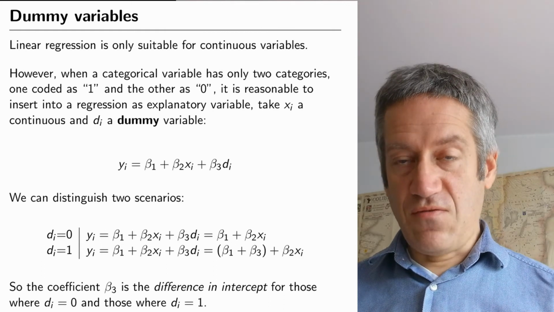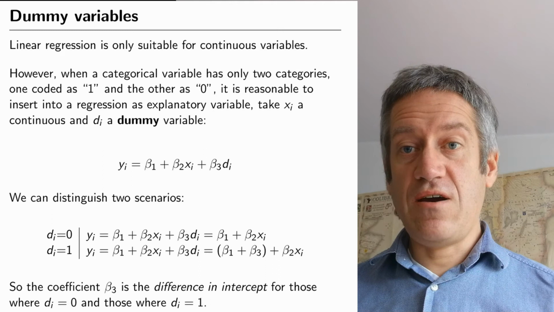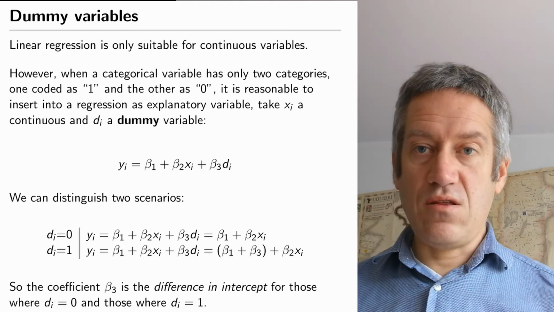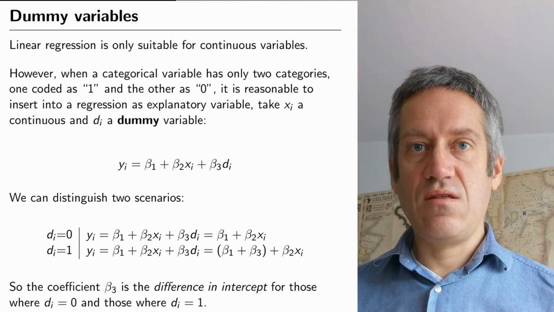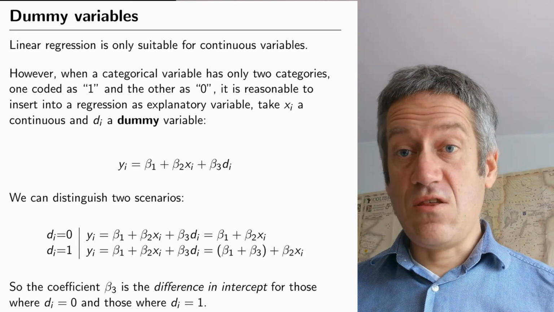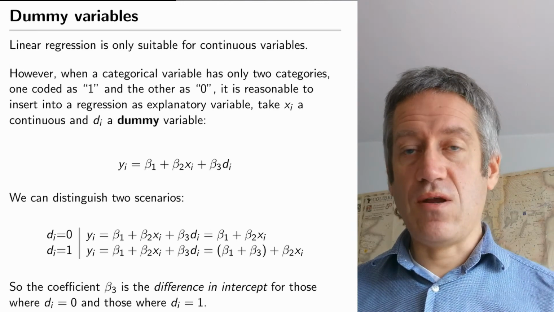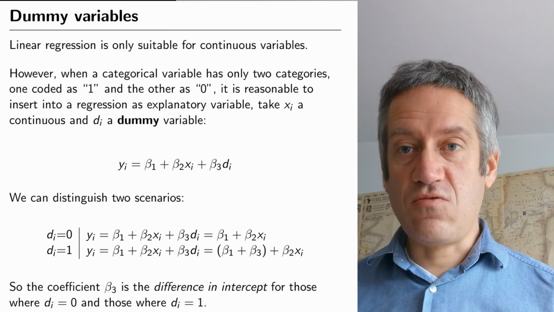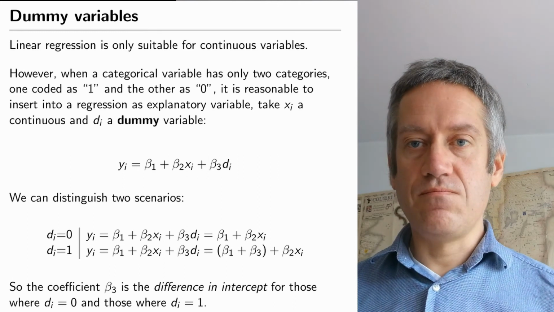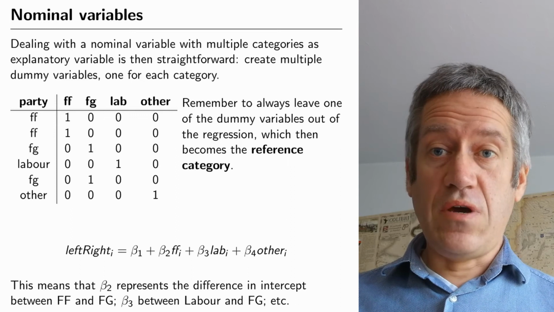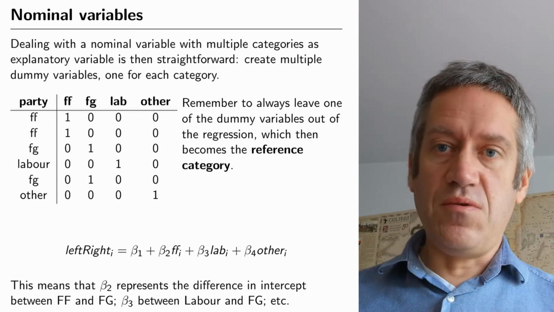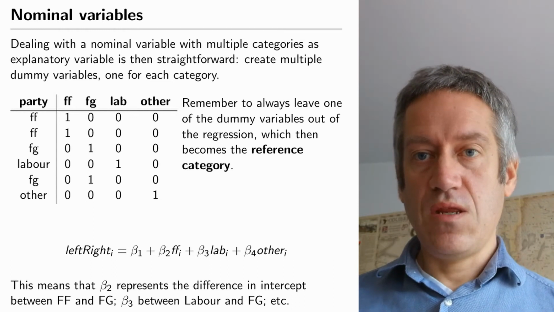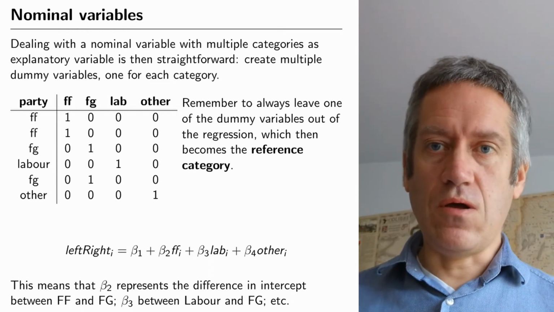So here we have two parallel lines. How steep they are is captured by beta 2. When d is 0, beta 1 is the point where this line crosses the y-axis. And when d is 1, then it crosses the y-axis at beta 1 plus beta 3. So two parallel lines, and beta 3 captures the difference between those two lines. So when a nominal variable has two categories, male, female, voter, non-voter, protester, non-protester, democracy, non-democracy, we can capture it with a dummy variable, 0 and 1.